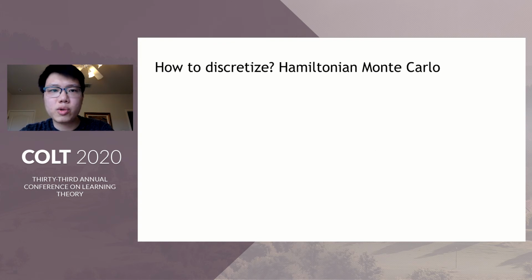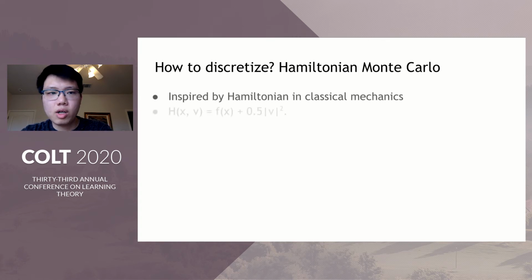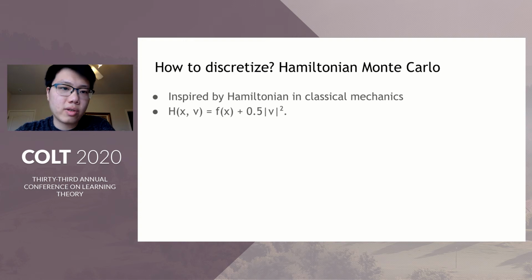So the particular discretization strategy that we study is what's known as Hamiltonian Monte Carlo. And this is inspired by classical Hamiltonian mechanics. Specifically, define the Hamiltonian H of x, v to be the sum of a potential energy, f of x, and a kinetic energy, half of the norm of v squared. So here x symbolizes your position, and v symbolizes your velocity.